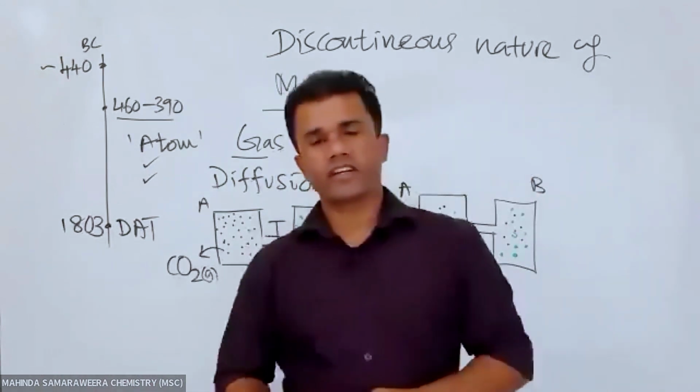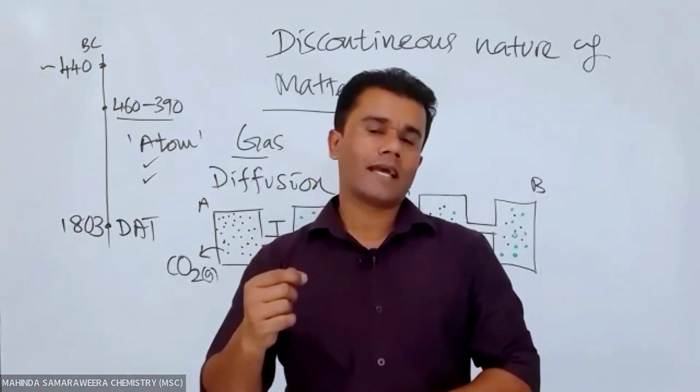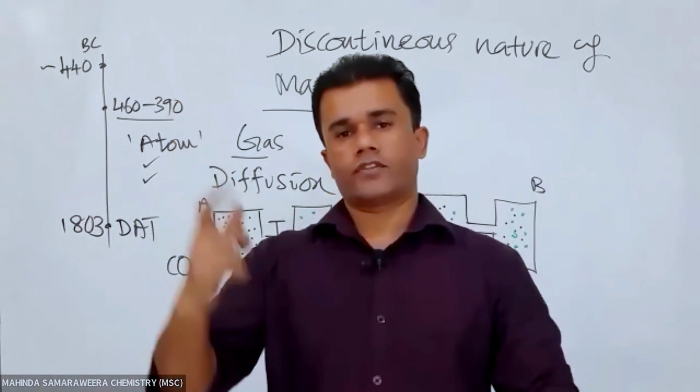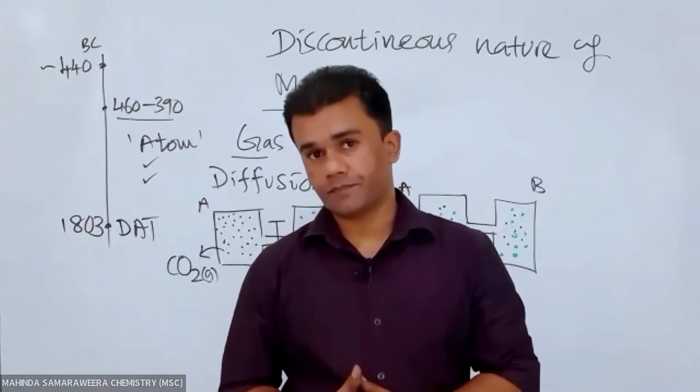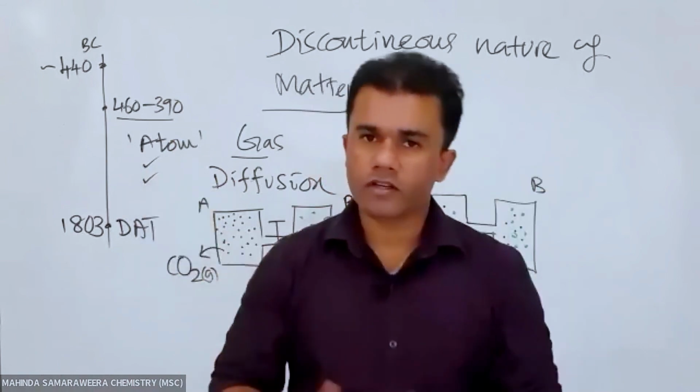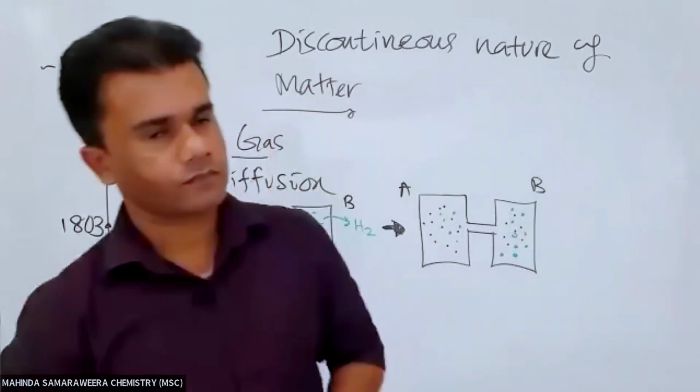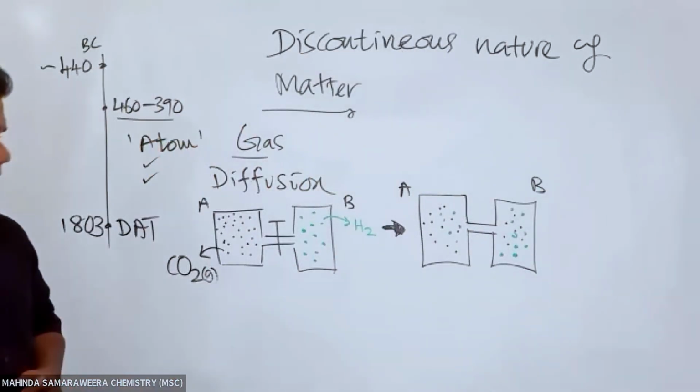Then start a new point and write this. Hydrogen gas is discontinuous. From the observation we got, we can conclude it.